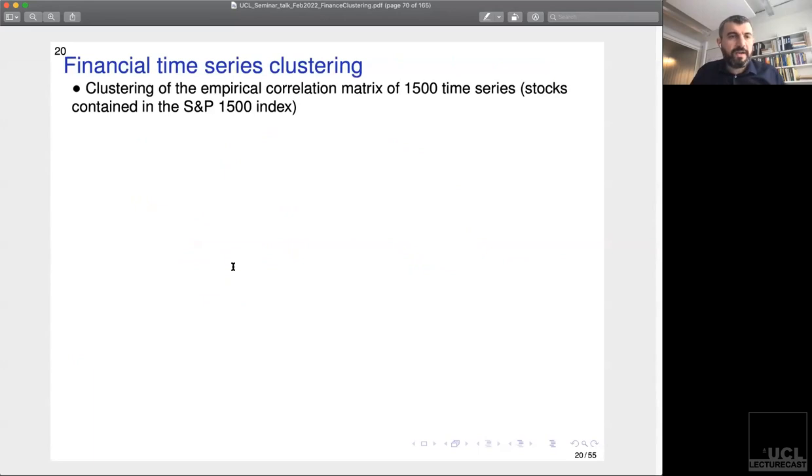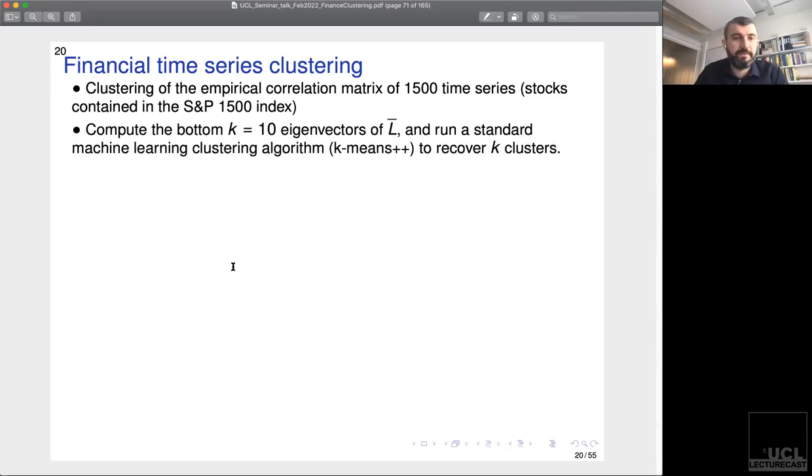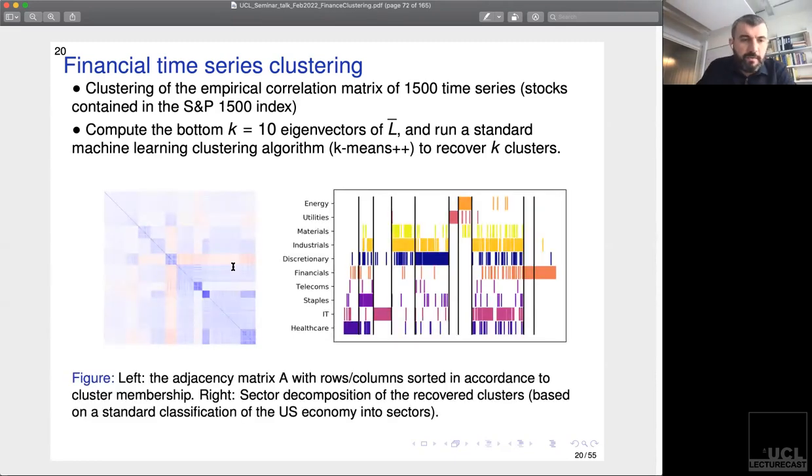And so one application is financial time series clustering that we looked at here. We took the empirical correlation matrix of 1500 time series. So these are the stocks in the S&P 1500 index. And we computed the bottom k eigenvectors of the signed Laplacian matrix L bar. And then we ran a standard ML clustering method called k-means++ to recover the k clusters. So if you were to reorganize the correlation matrix sorted by cluster membership, we get something like the picture on the left. Then on the right, we get this alignment with the known sector industries. I should say that the sector industries should be taken with a grain of salt, and they should not really be considered as ground truth.